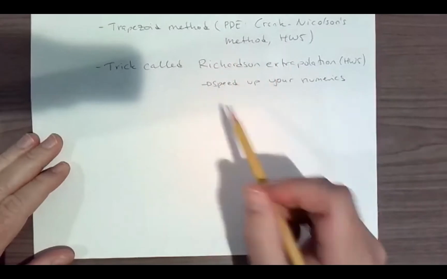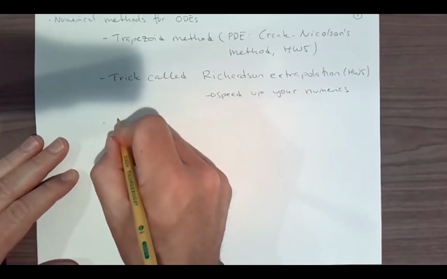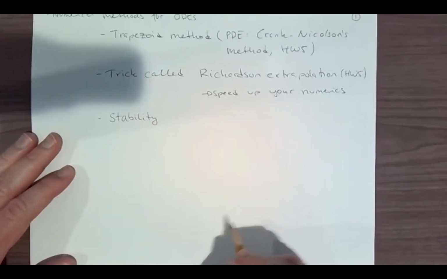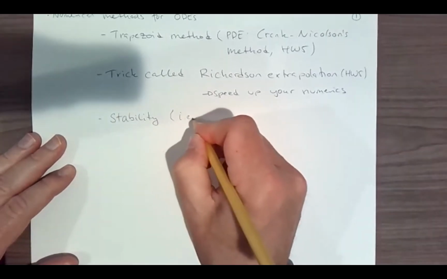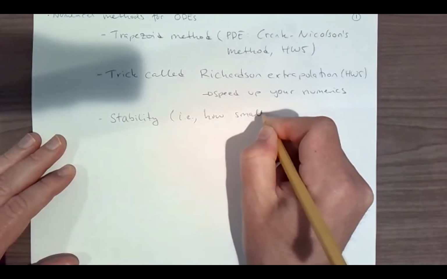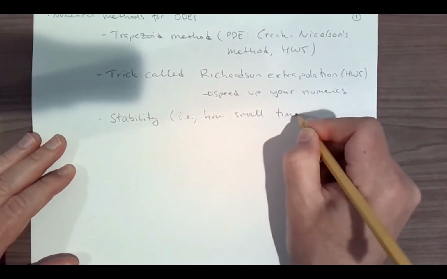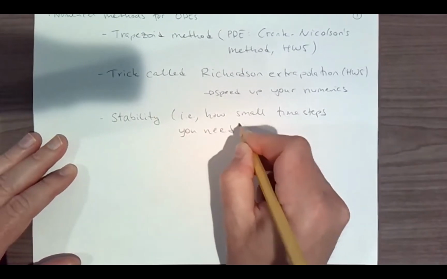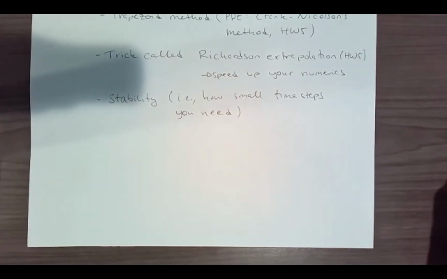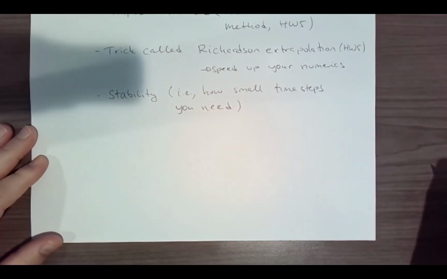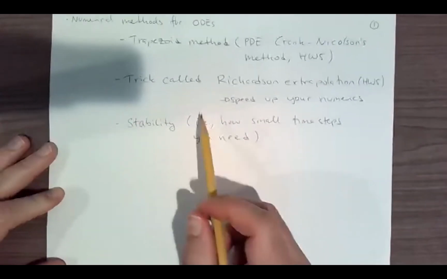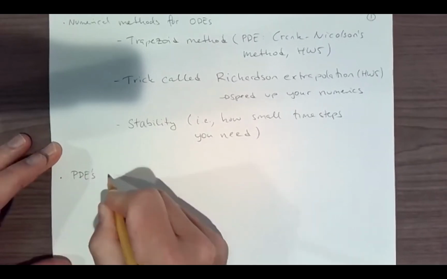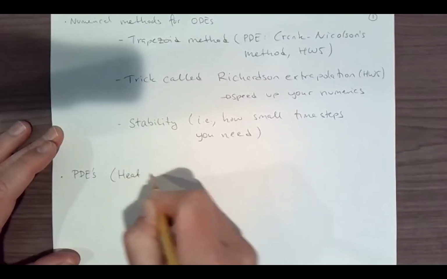So we talked about, this is a lot about speed. Now we're going to move into accuracy. So we're going to talk about stability. This is how small time steps you need. I'm guessing this is going to take most of today's lecture, but I am hoping that in the end we can start looking at PDEs. And primarily what we'll be looking at is the heat equation.